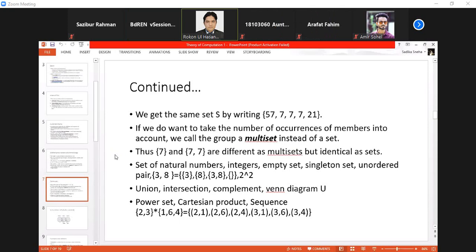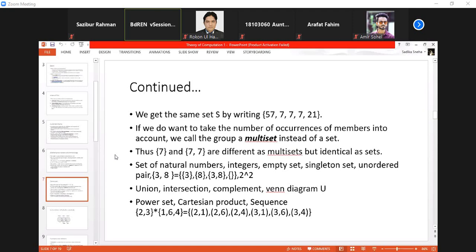Actually, a set with two members is known as unordered pair because we have not talked about sequence till then. So unordered pair is just a set of two members, like singleton set is a set of one member only. What is power set? Power set is a set that contains all the subsets of a set. Cartesian product is the cross product of two sets, and their example is given here.